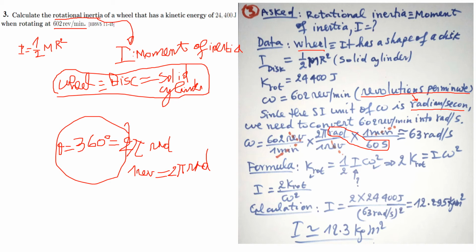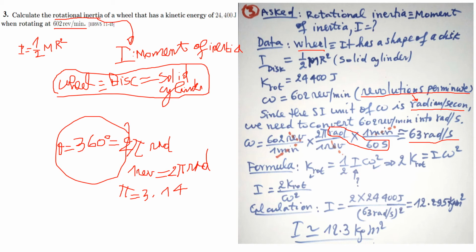It's the reason why we take 602 times 2 times 3.14, because pi is equal to 3.14. And then divided by 60 seconds, and the answer is approximately 63 radian per second. Then we are not done.